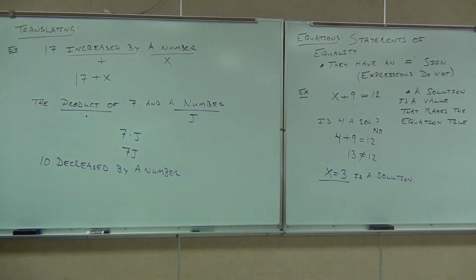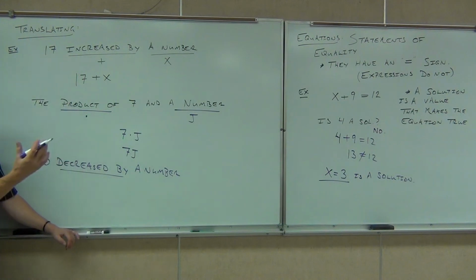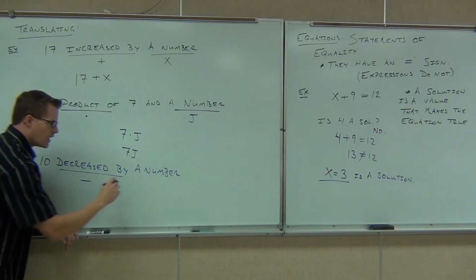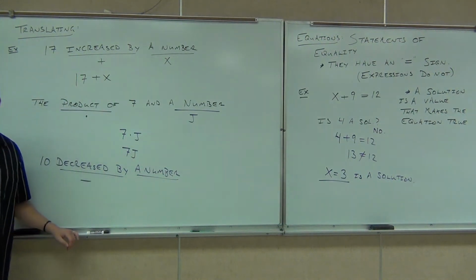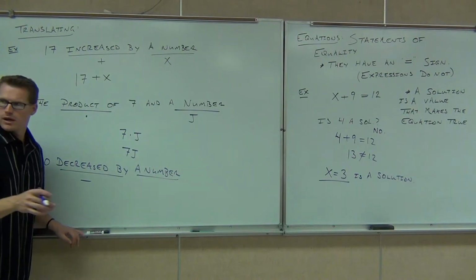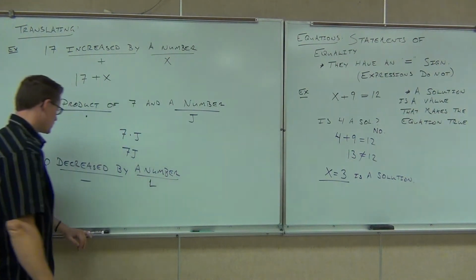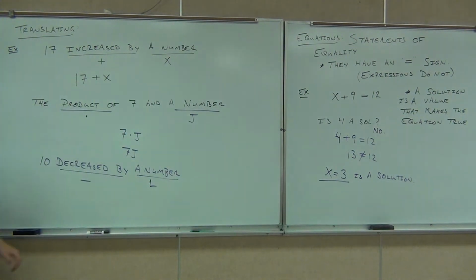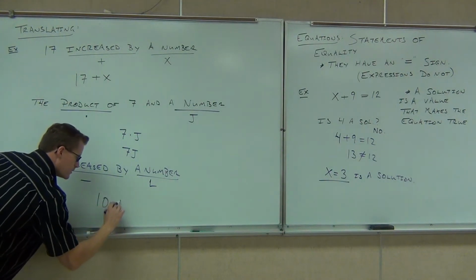Ten decreased by a number. What does decreased by mean to you? Subtract. Great. Increased, addition; decreased, of course, subtraction. A number, we're going to pick a variable there. Someone else pick another variable. L is good. So we'll have 10 minus L.